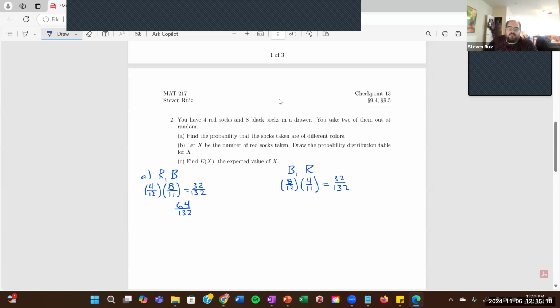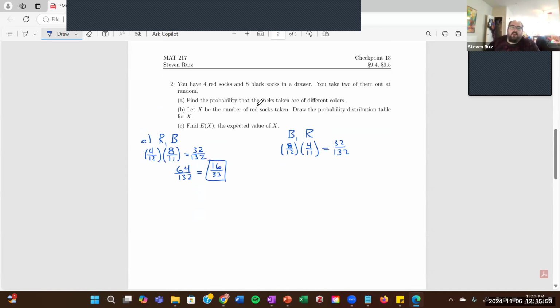Does this reduce at all? I think these are both multiples of 4. So 16 over, what was that, just half? No, it's not. Okay, got a calculator, just do it. 16 out of 33. So it's not half, it's very, very close. All right, there we go. So that's the probability that if I take out two socks, they'll be of different colors.